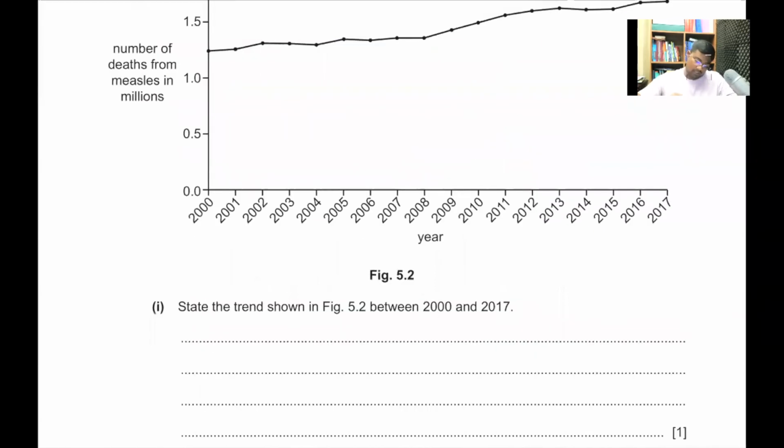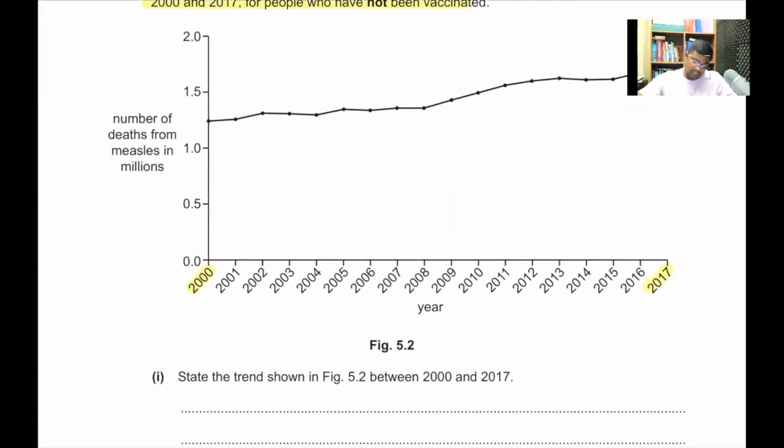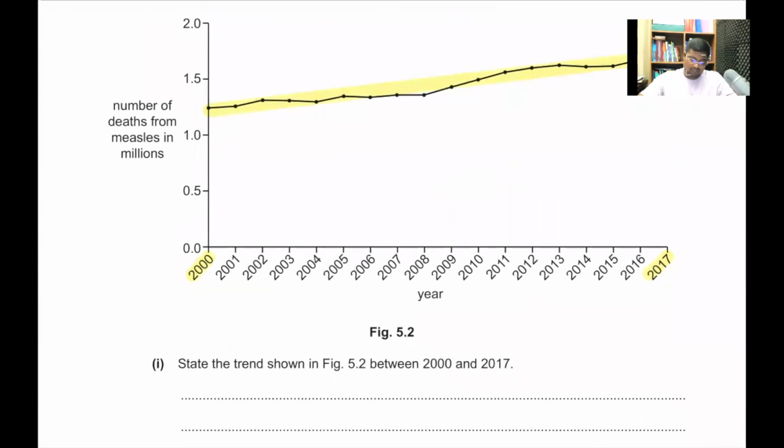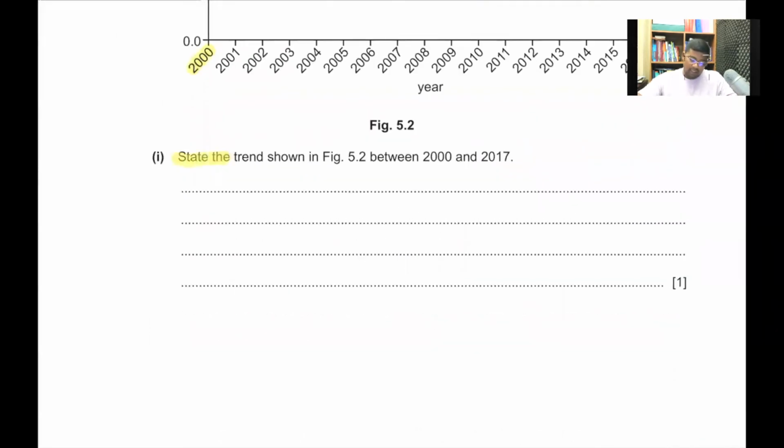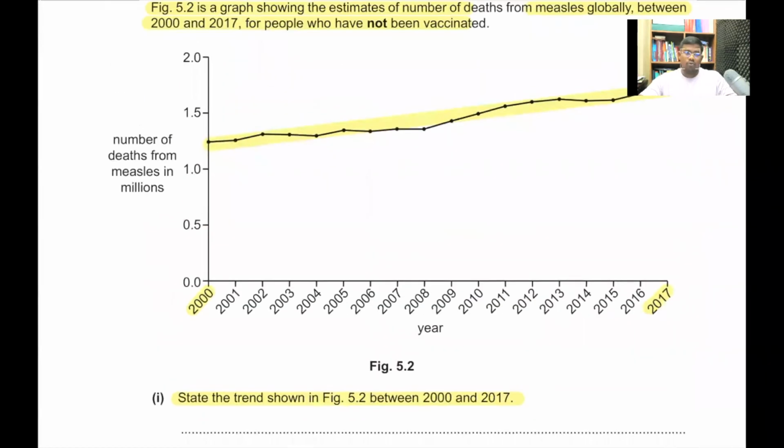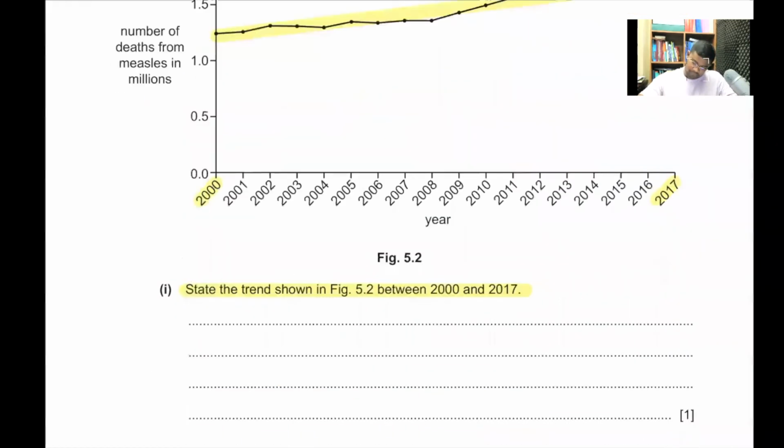Okay, so we can see from 2000 to 2017, there is a steady increase in the number of deaths from measles. State the trend shown in figure 5.2 between 2000 and 2017. We can see that there is a steady increase in the number of estimated deaths from measles from 2000 to 2017.